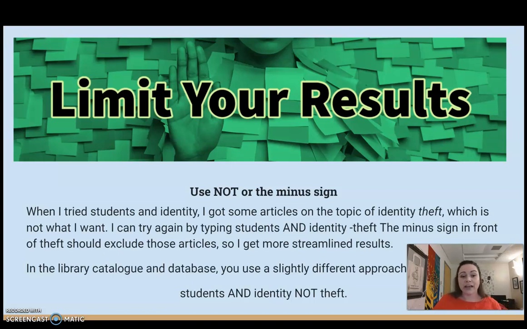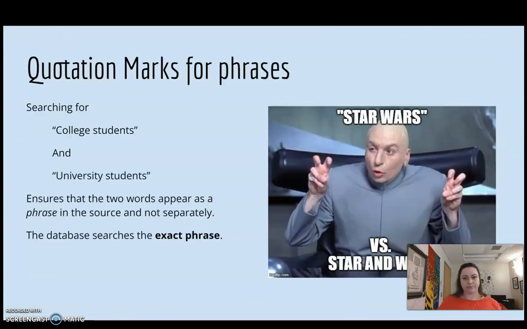If you're in the library catalog or the library databases, you would use the word not. So student and identity, not theft.